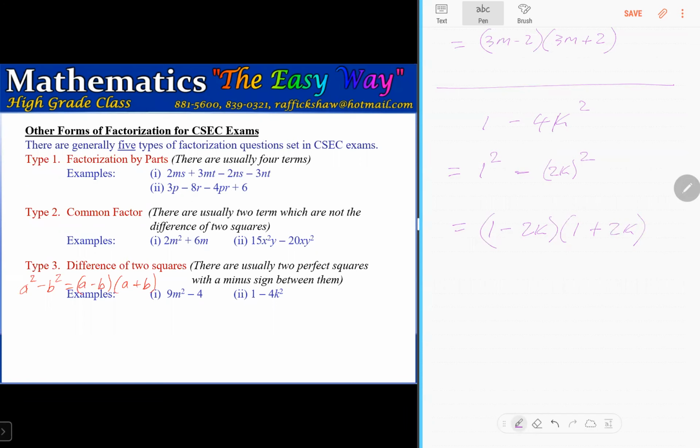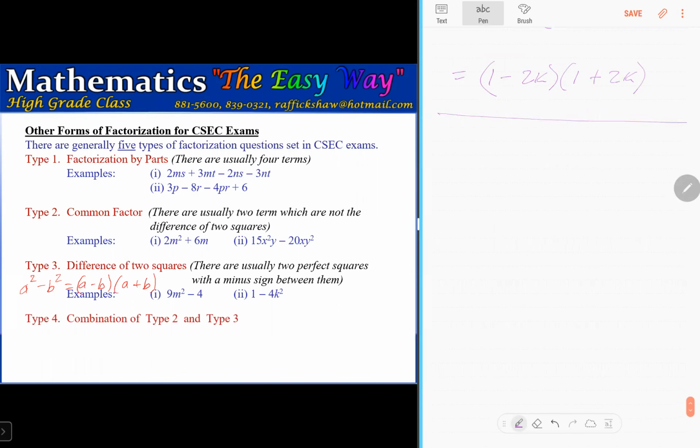All right, and then now the other type of factorization is when they combine them. Most of the time they like to combine the common factor and the difference of two squares, but sometimes they combine with factorization by parts as well. But most times they combine the type 2 and the type 3. So let's look at an example of when they combine them. Let's look at this one. We have 3 minus 12a squared to factorize.